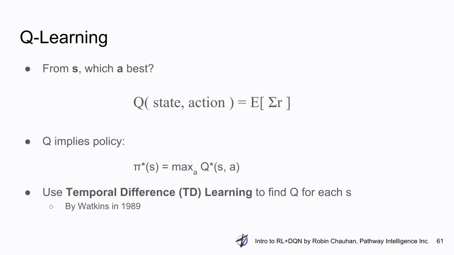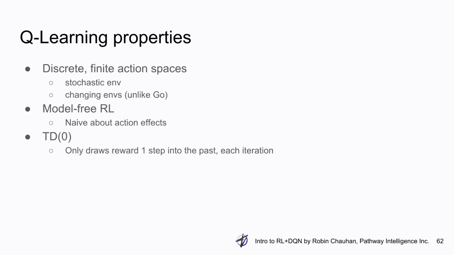When I first got into it, the terminology was a little confusing. Why do you need TD learning and you need Q learning?